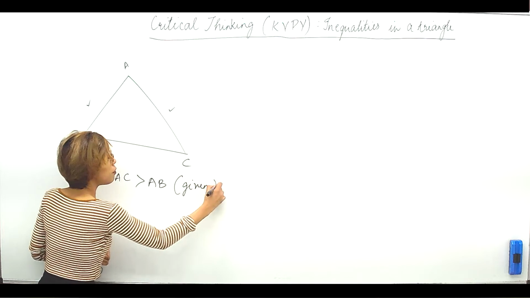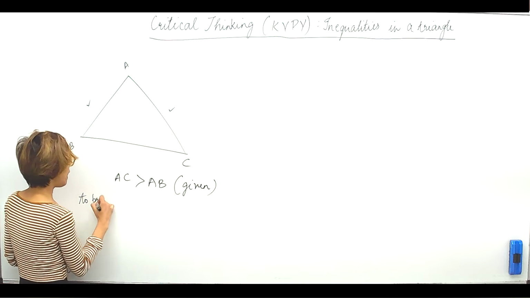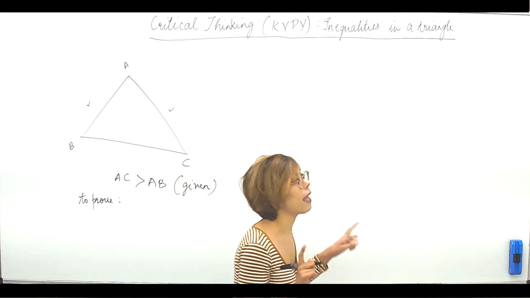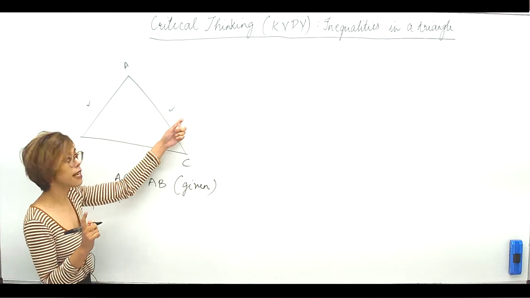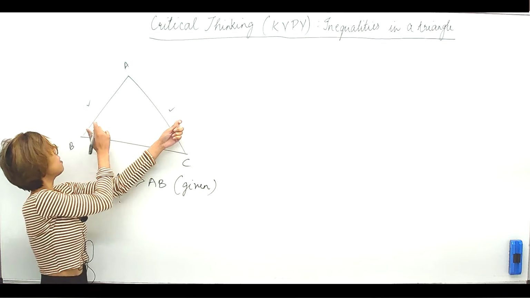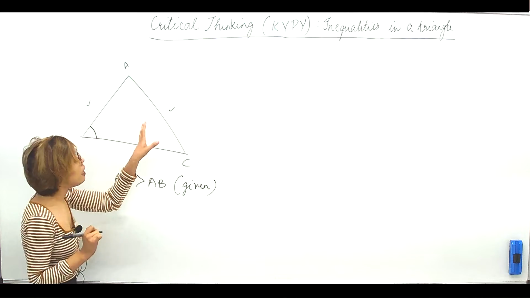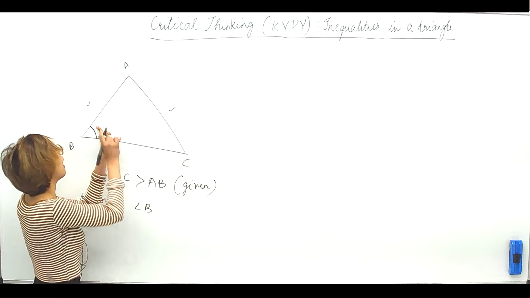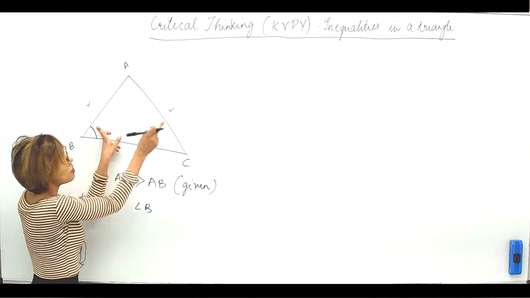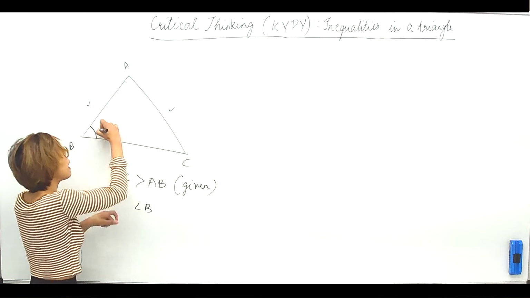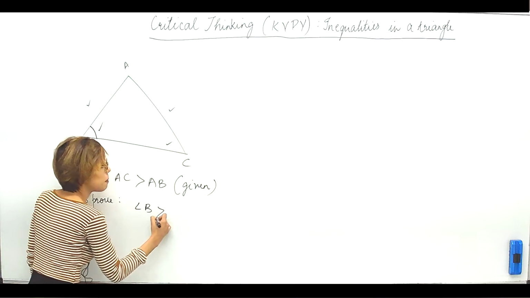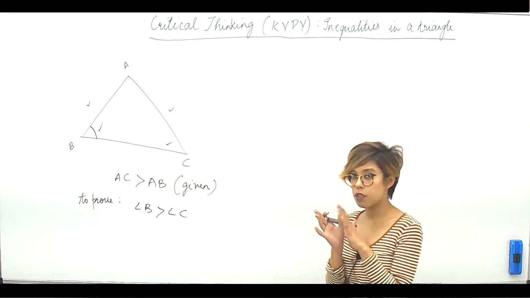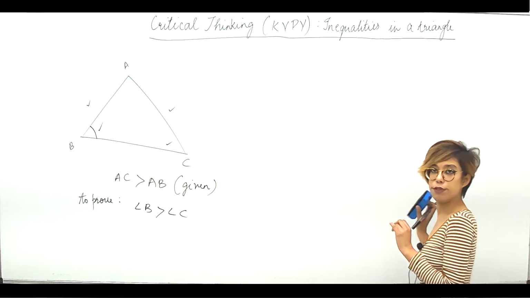Now, what do I have to prove? I need to prove that angle opposite to the longer side is the greater one. Now, longer side is AC. Angle opposite to this is B. Right? I need to show that this angle is greater than which one? Greater than the angle opposite to this side. Now, this side opposite is C. So, I need to prove that this angle is greater than this. Right? That's my aim. So, I've just understood what I have to prove.